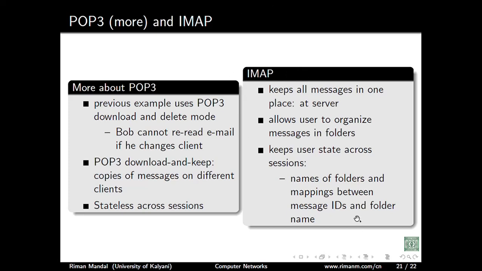Whereas IMAP keeps everything in one place, that is the server. It keeps all the mails and messages on the server only, and it allows the user to organize messages in folders. As the messages are kept on the server, everyone can access the mails from that particular server. So if all the clients of a particular user are using IMAP to access a mail server, they will have a concurrent state.